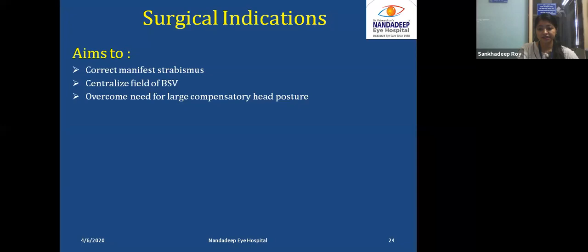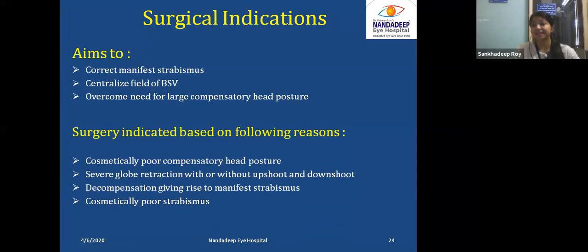And another indication is a cosmetically poor compensatory head posture, because if a patient is having a squint, first of all, they are going to lose their self-confidence. If they lose their self-confidence due to any syndrome or any kind of strabismus, their daily living skills will be affected. So their school performance, office performance, social performance will be very much affected. So keep this point in our mind, we have to treat those patients.